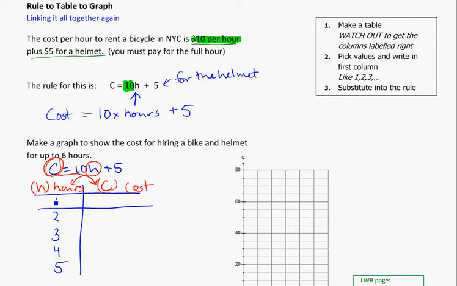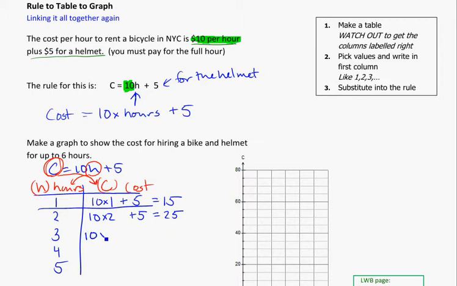So for 1 hour, so if H is equal to 1, what's the cost going to be? Well, you could think about it. It's $10 times the 1 hour plus $5, which is equal to 15. And for the next one, for 2 hours, we could say that it's going to be $10 times the 2 hours plus the $5, and that's equal to 25.